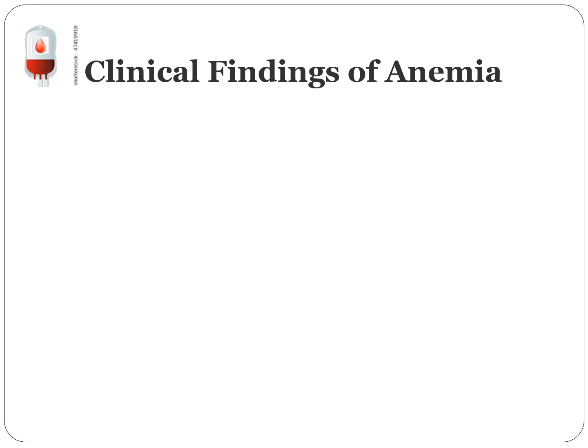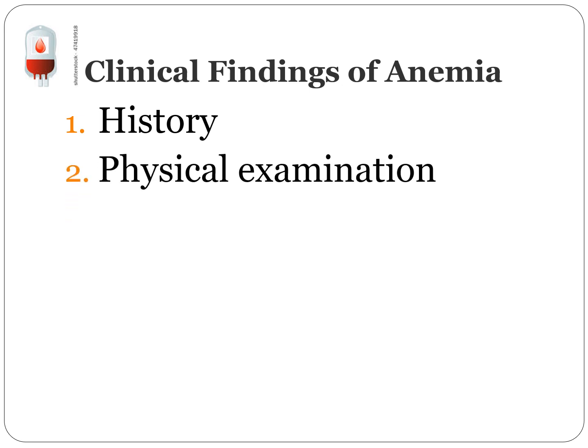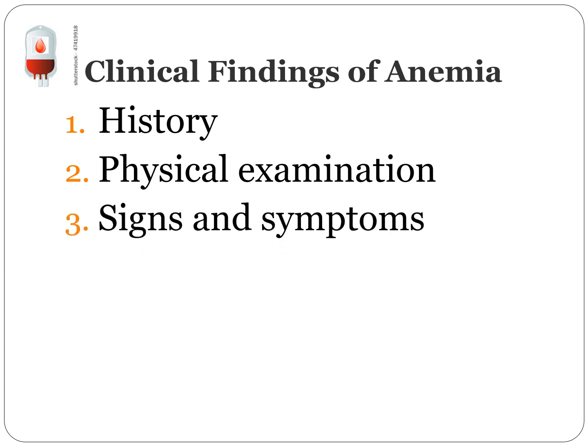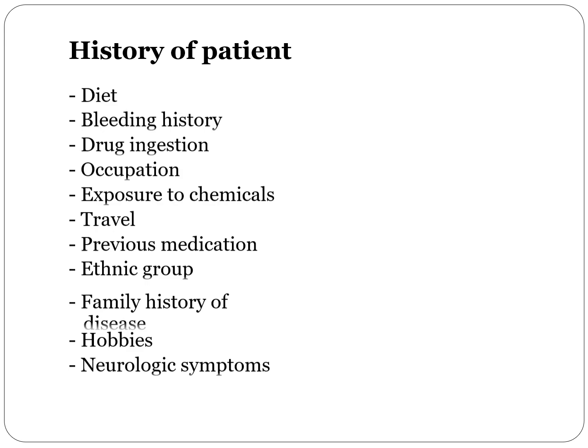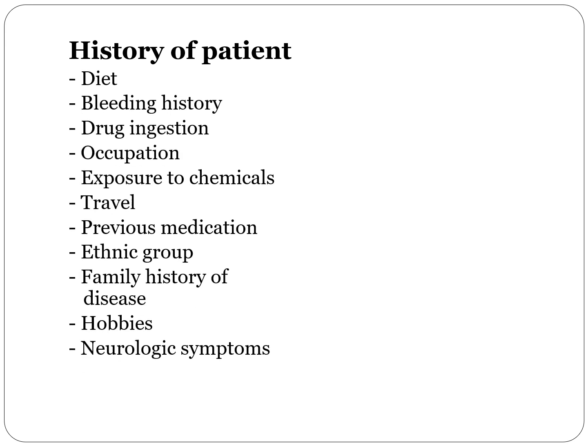For the clinical findings of anemia, first is the history of the patient. Okay, physical examination, which will be then performed by the attending physician, the signs and the symptoms of anemia, and the laboratory procedure. The history of the patient includes the diet, a bleeding history, the drug ingestion, occupation, exposure to chemical travel, previous medication, ethnic group, and so on and so forth.